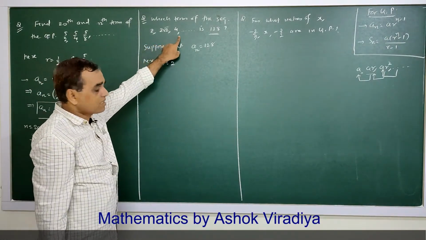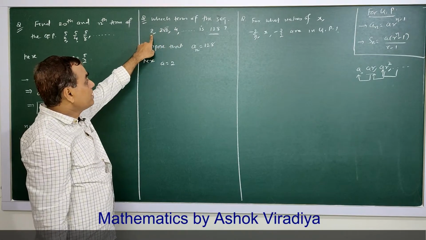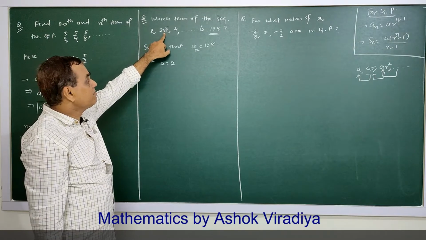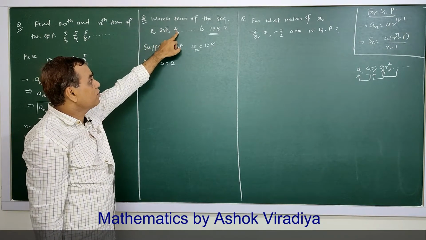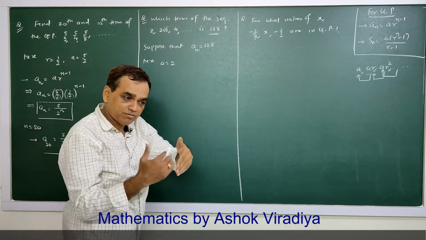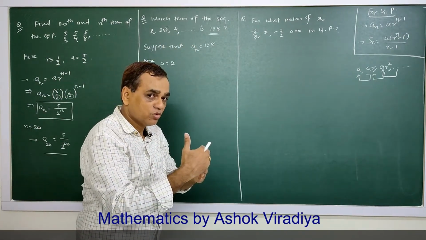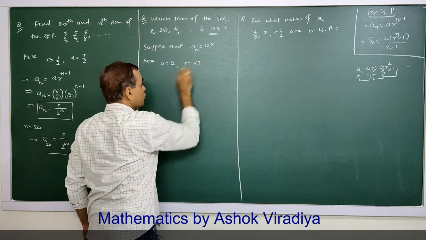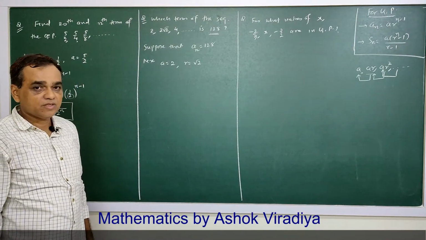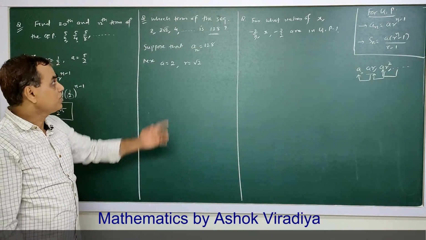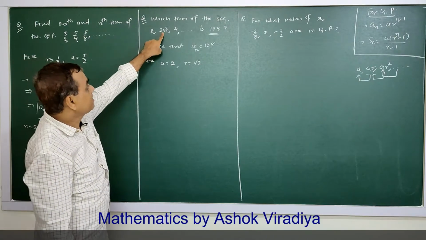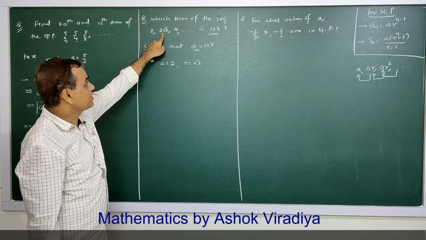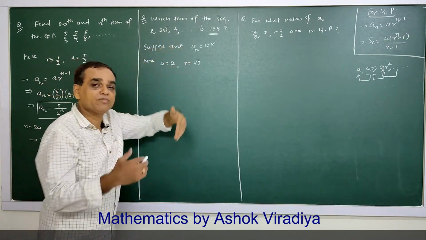Now check these 3 numbers. See, 2 is multiplied with root 2, so it is 2 root 2. Again this is multiplied with root 2, so 2 into 2 is 4. So each number is multiplied by root 2 and we are getting the next. So the common ratio is root 2. By observation it is clear. Otherwise second term divided by first term is root 2, third term divided by second term is root 2. Every time you will get root 2.